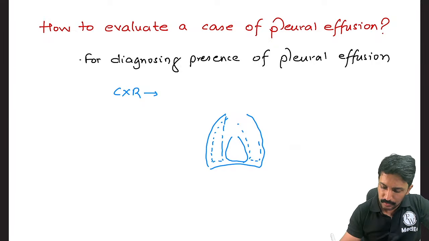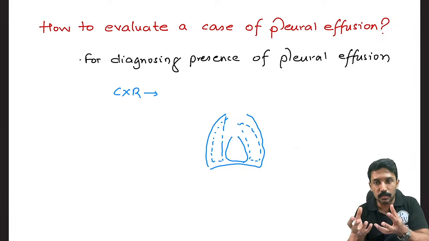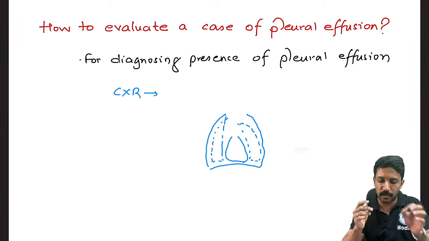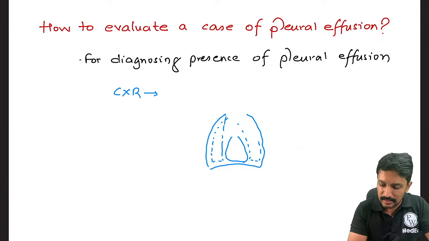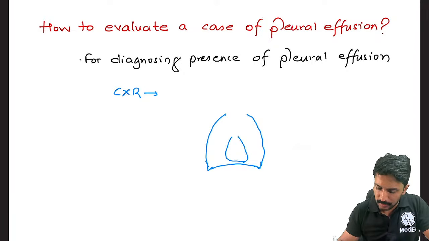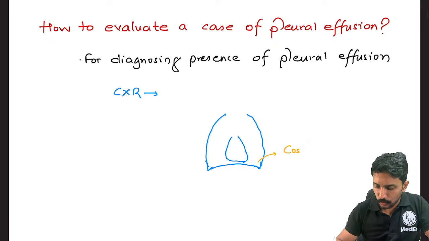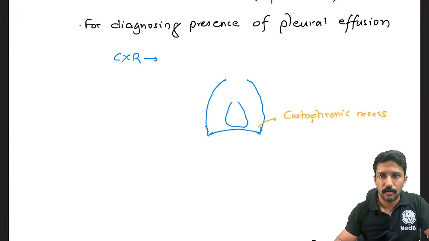So there is a space which is gravitationally most lowest or dependent. We will call this space the pleural recess, or more precisely, the costophrenic recess. This is the gravitationally most dependent part. These are called costophrenic recess. This space.